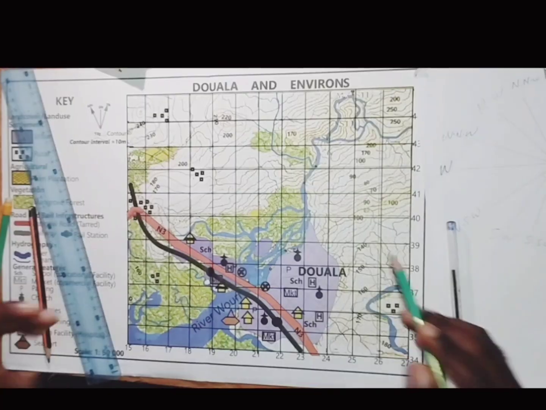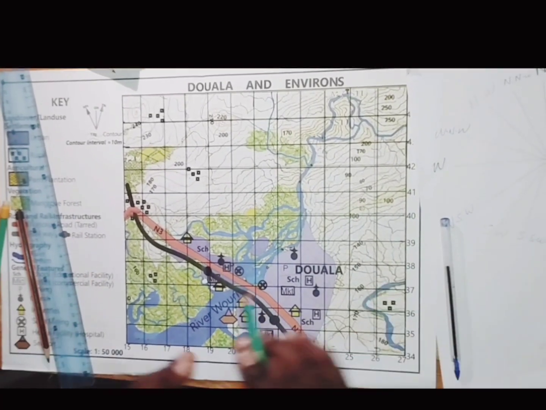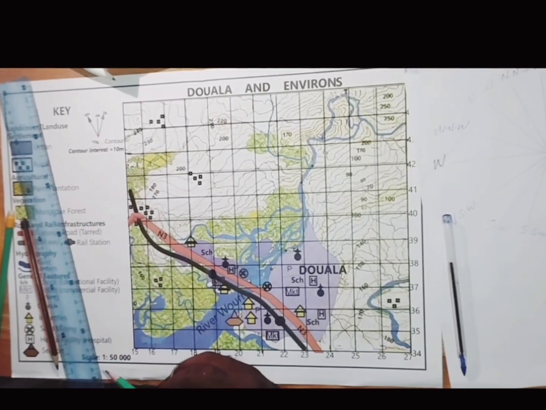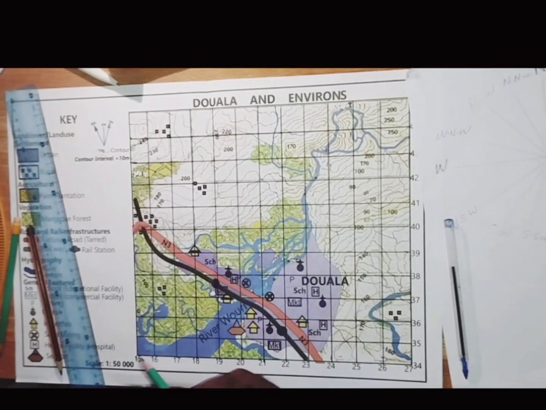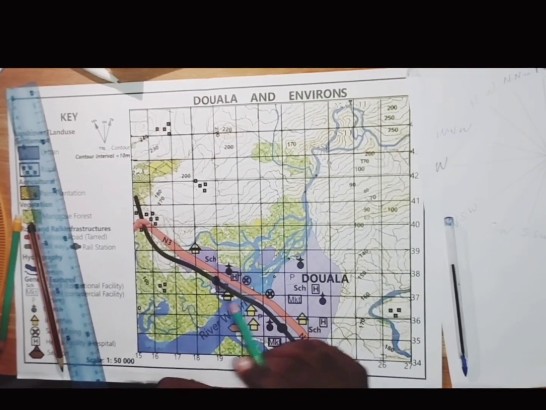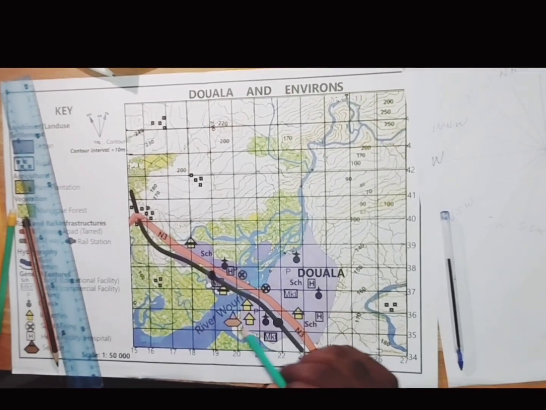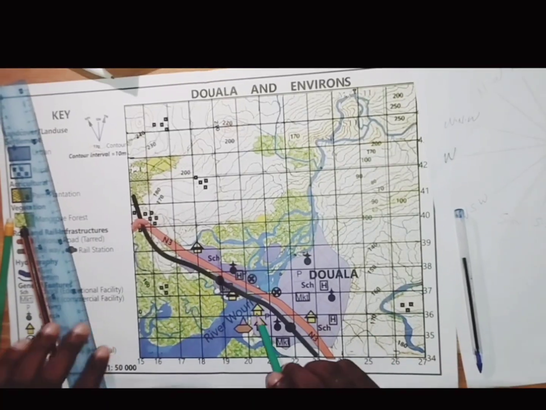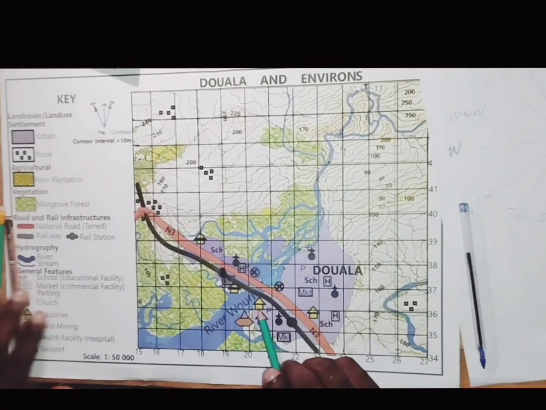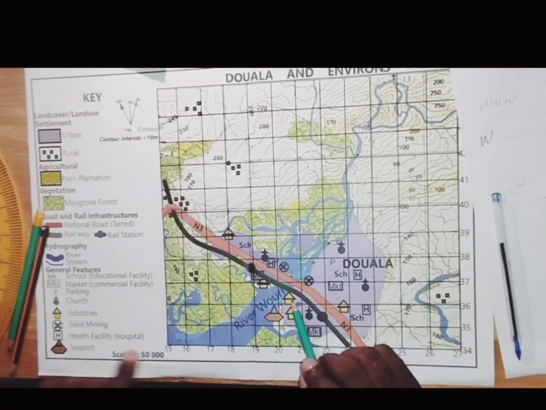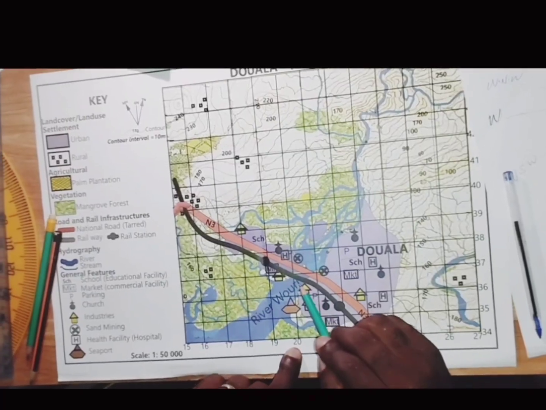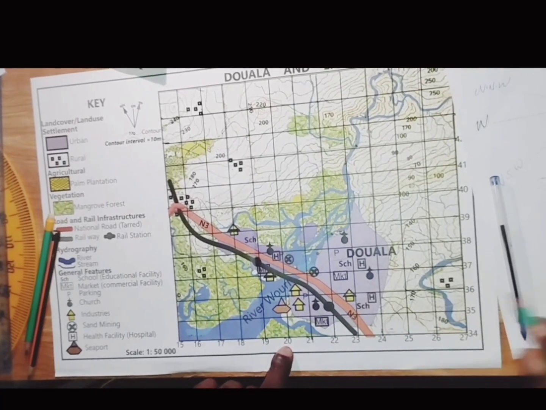So let's take, for example, we have the map of Douala and its environs here. We have some features on this map. We are going to basically use some of these features here to look for the direction. Okay, permit me use in this case here, this is the key will tell us here that this is an industry. So can we see the industry? The industry is found at a grid reference.